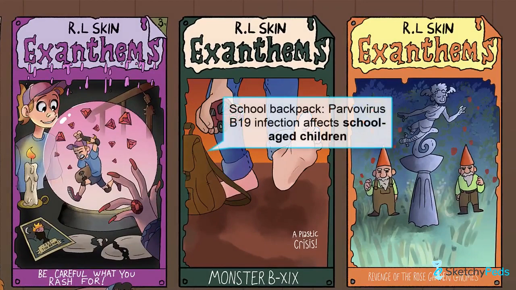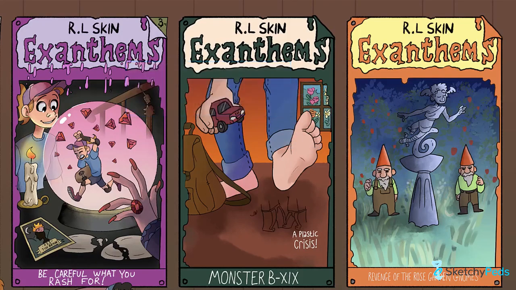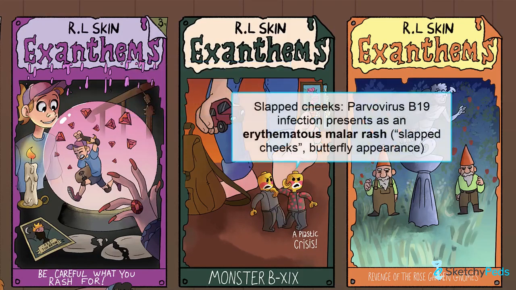Parvovirus infection is most commonly seen in school-aged children, represented by the backpack on the floor. Outbreaks most often occur from late winter to early summer. Let's symbolize the middle ground here with some spring flowers. The characteristic presentation of parvo is the emergence of an erythematous facial rash, which is typically described as having a slapped cheeks or butterfly appearance.